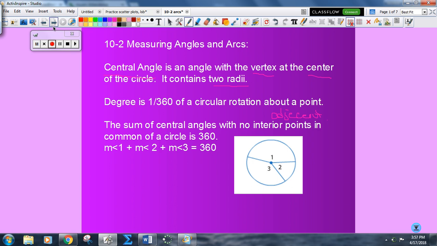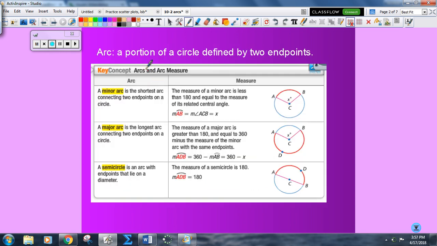Again, reminder, with videos you can always pause and rewind, etc. So now arc. An arc is part of a circle, or a circle defined with 2 endpoints. There are 3 different types of arcs. We use arcs when we do constructions. So there is a minor arc. A minor arc is pretty much the shortest arc connecting 2 points, and it's always less than 180. That's the important thing here, is less than 180.